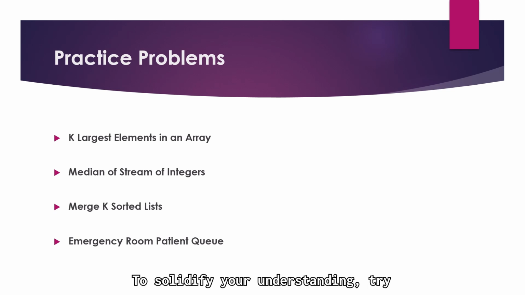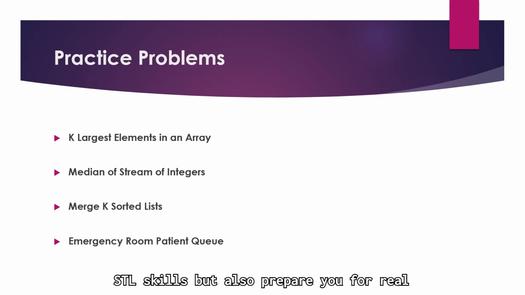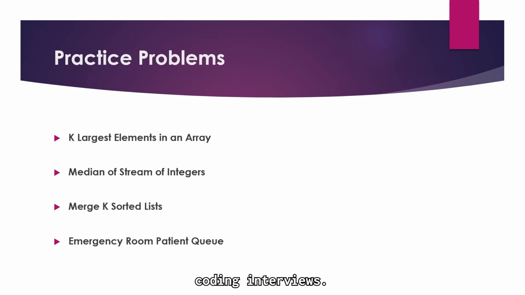To solidify your understanding, try applying priority queue in practical problems. Start with the classic, find the top k largest or smallest elements in an array, a great way to get comfortable with heap usage. Then move on to something more dynamic, like finding the median in a stream of numbers, which requires two heaps. Finally, attempt merging k sorted arrays, a common use case where a min heap shines. These problems will not only build your STL skills but also prepare you for real coding interviews.